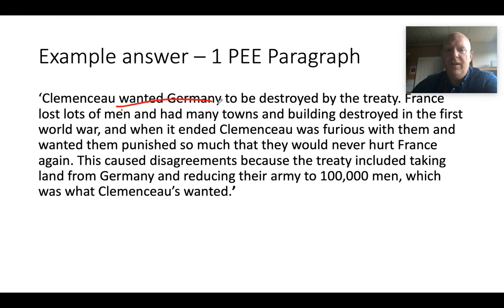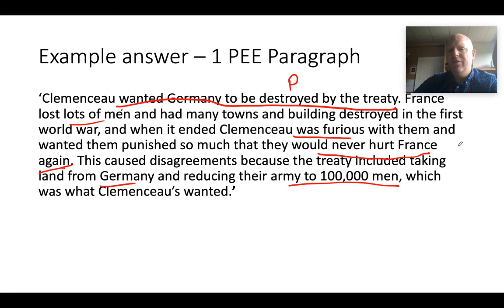You can see here, it's the French man now. He wanted Germany to be destroyed. Yeah, so there's our point. And here we start getting in some evidence. France had lost men, so was furious. He wanted them punished so they would never hurt France again. Yeah, we got quite a nice bit of evidence there. Caused disagreements because the treaty included taking land from Germany and reduced their army to 100,000 men.